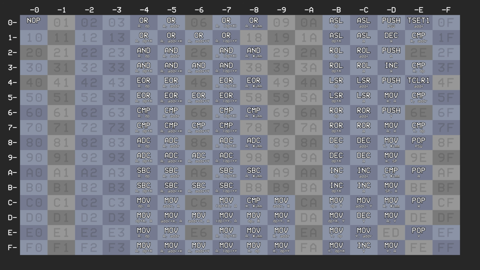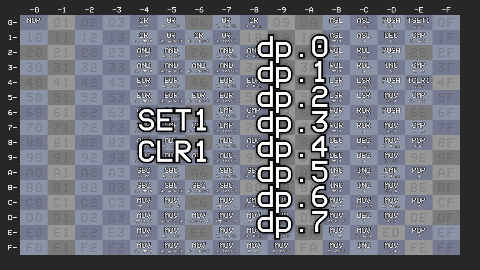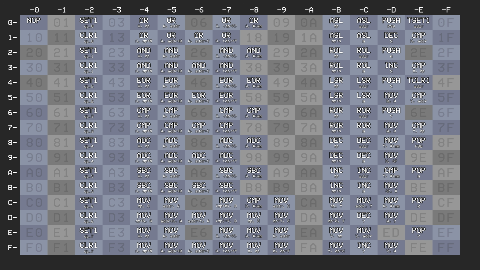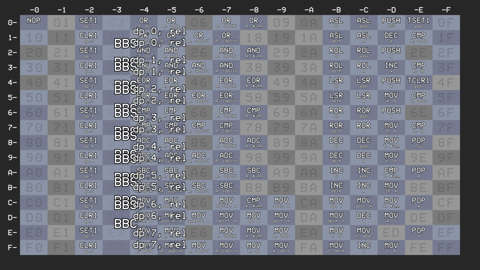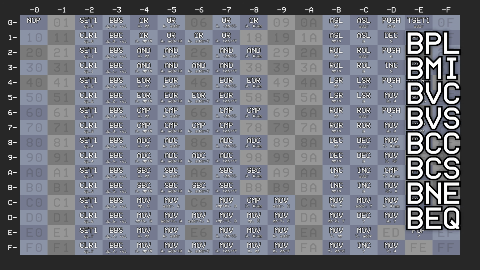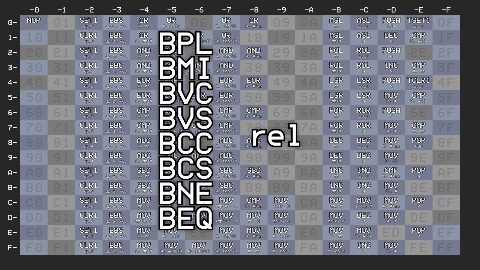Speaking of setting and clearing bits, there is a family of set1 and clear1 instructions that sets or clears just a single bit of a memory address in the direct page. There is also an entire family of BBC and BBS instructions, which are branching instructions. These will branch execution to somewhere else in the code if the specified bit in a direct page memory location is set or cleared. Then we have the standard set of branching instructions, which branch depending on the negative flag, the overflow flag, the carry flag, and the zero flag.